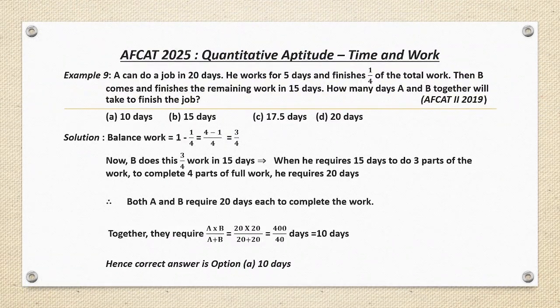This is of 2019 AFCAT. A can do a job in 20 days. He works for 5 days and finishes 1/4 of the total work.